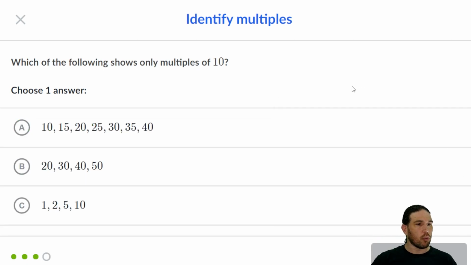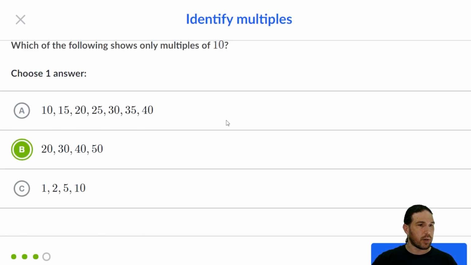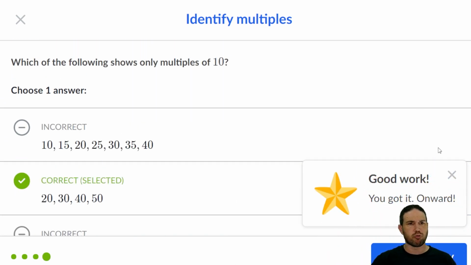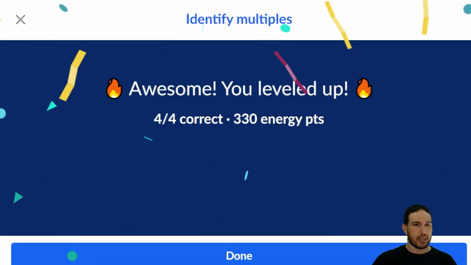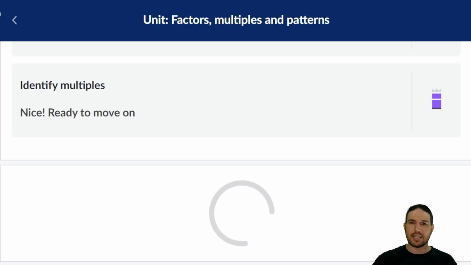Which of the following shows only multiples of 10? That would be B, 10, 20, 30, 40, 50, etc. Moving right along. That's identify multiples. We are making excellent progress.